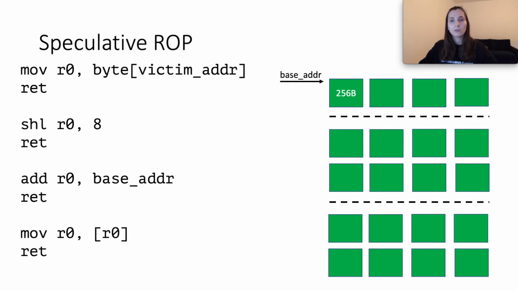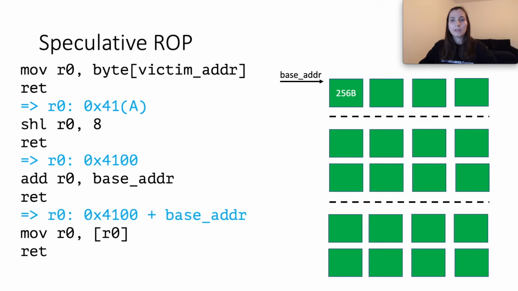On the left is the ROP gadget sequence, which acts as the side channel send. The first instruction loads a victim secret byte from an arbitrary address chosen by the attacker. The second gadget multiplies the byte value with the size of each cache location on the right. Next, the cache array base address is added, which results in R0 containing the address of one of the cache locations in the cache array. The last gadget performs a load from this address, changing the cache state. Now, only one of the locations in the cache array is cached, therefore revealing the victim byte value.